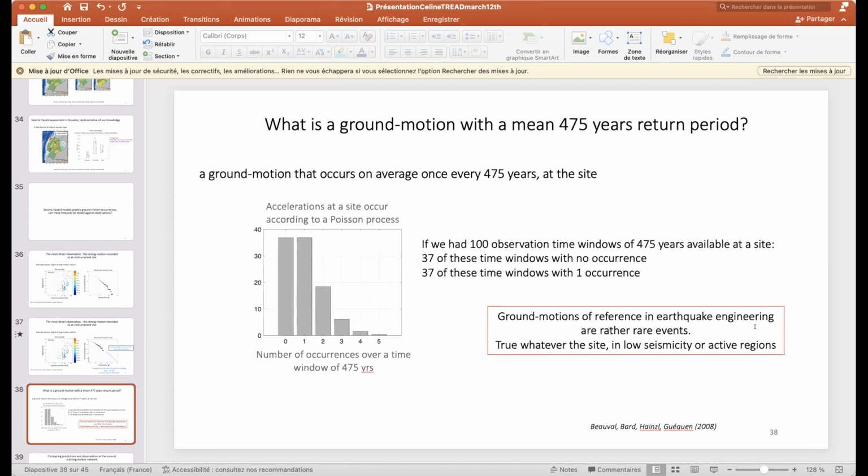So we need to go back. Maybe it can be interesting to spend 20 seconds on the meaning of a ground motion with a mean return period of 475 years. It's a ground motion that occurs on average once every 475 years.